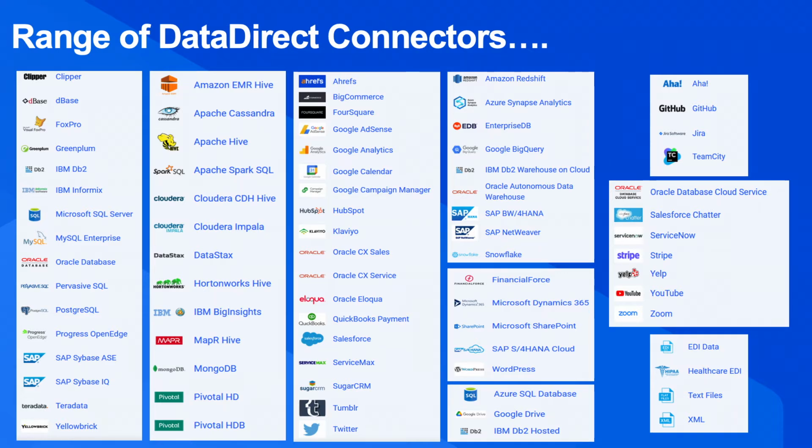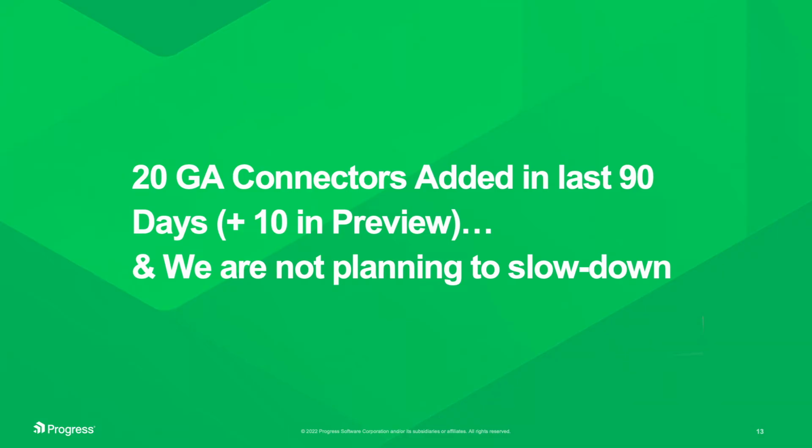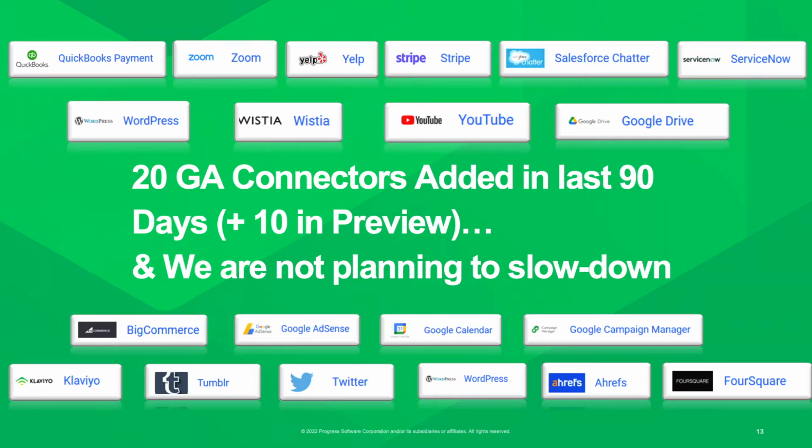And if you are not able to see your connector in those 75 plus data sources that we have, don't worry, right? In the last 90 days alone, we have added 20 plus GA connectors, and we have no plans to slow down. So you can definitely look forward to getting your favorite connector into our kitty pretty soon. And again, if that also doesn't happen, Hybrid Data Pipeline can easily plug in any other existing standards-based JDBC connector into its kitty. So you are covered that way as well.